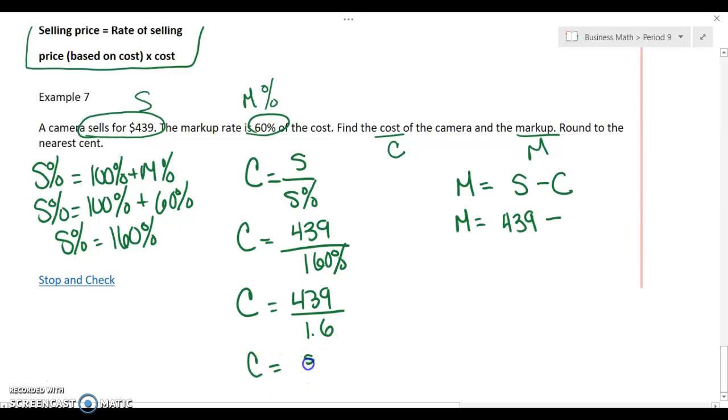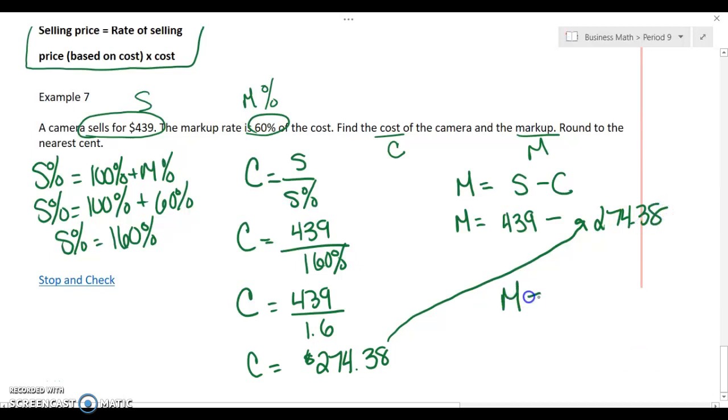So answer, 274.38. This now will go right here, 274.38. So what is my markup? 164.62.